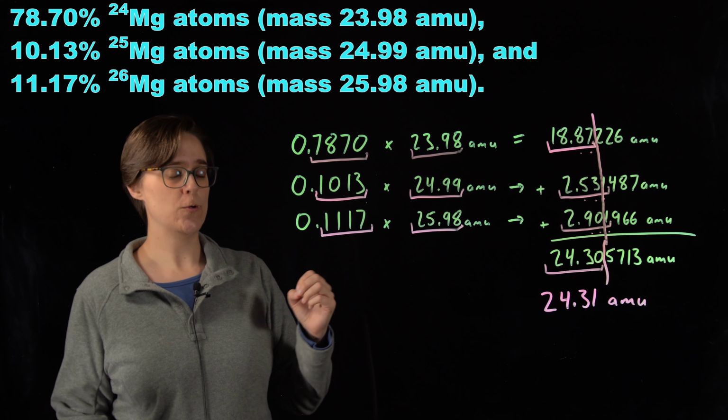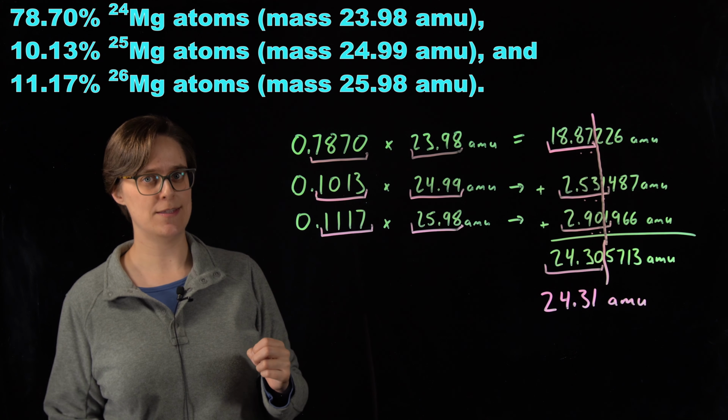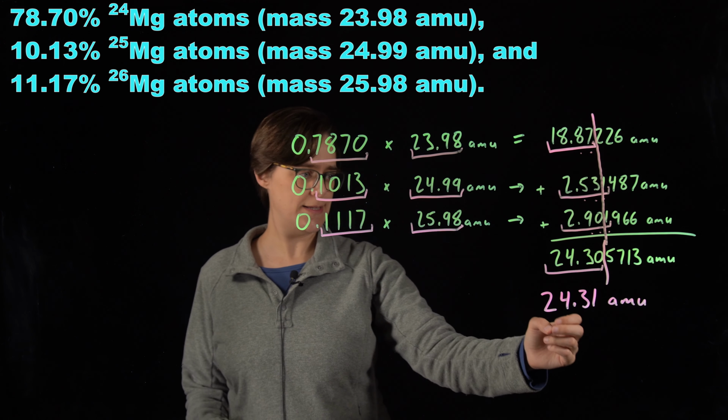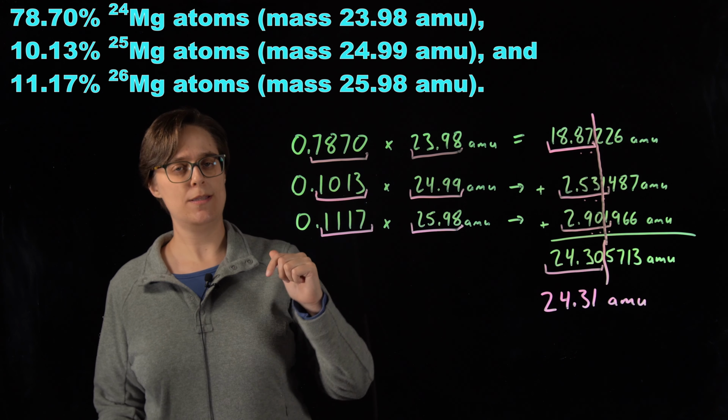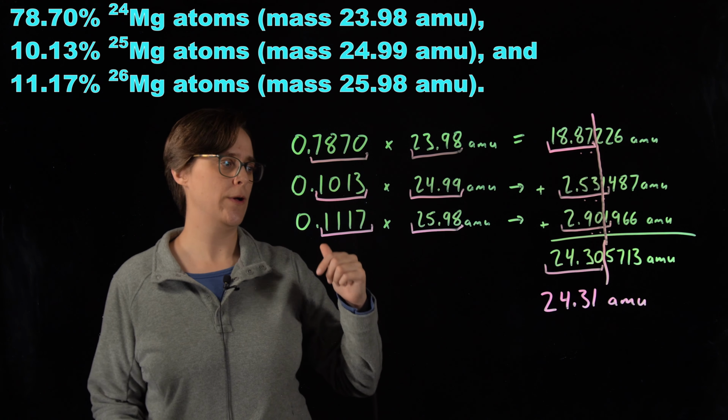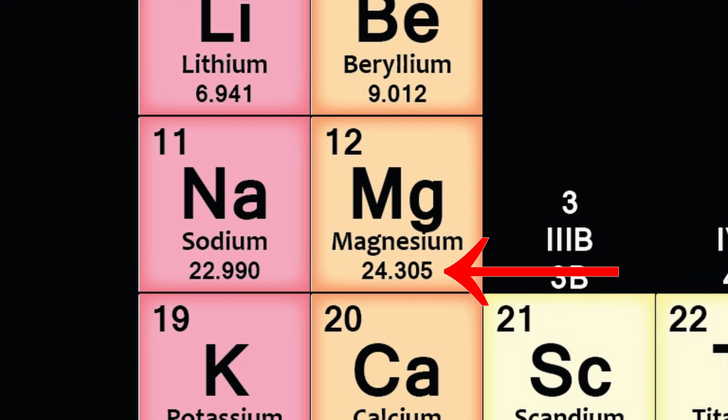this is something that they could do to make sure you actually calculated this problem. This answer is 24.31 atomic mass units, but the periodic table I was showing you shows that magnesium has an average atomic mass of 24.305 atomic mass units.